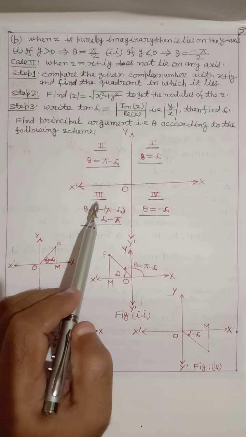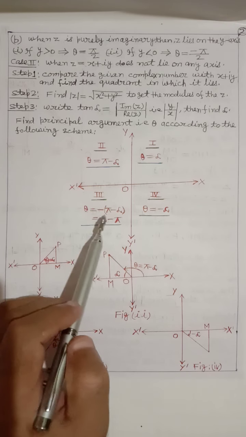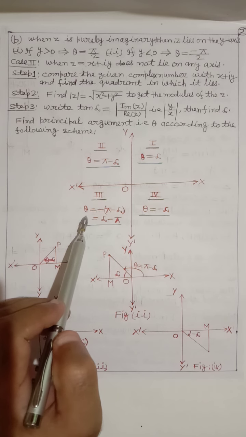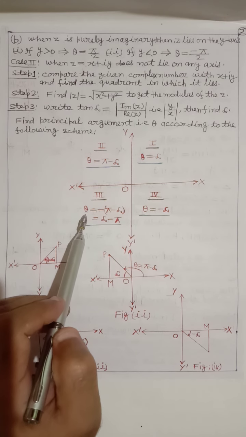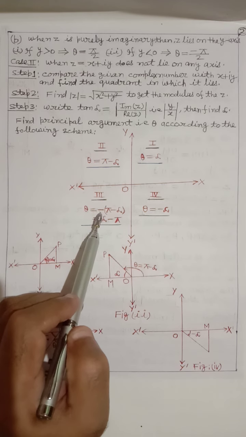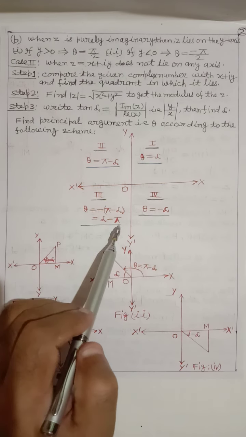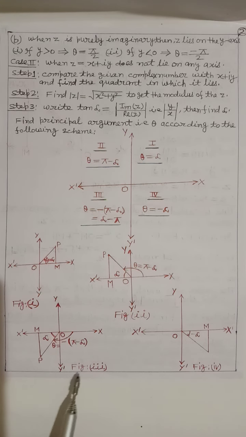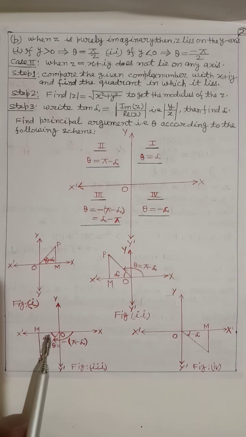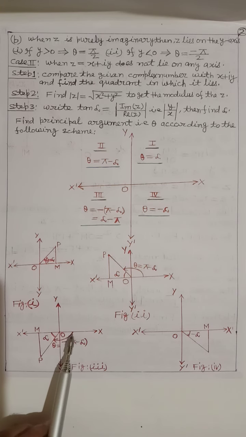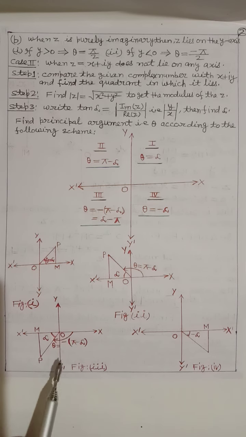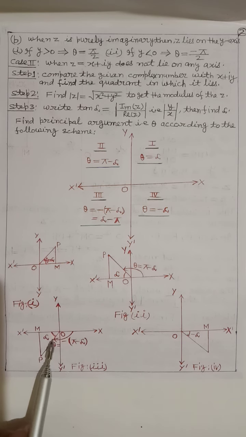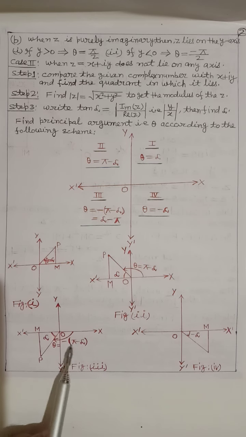And if the given complex number lies in the third quadrant, in that case the principal argument of z, that is theta, is equal to alpha minus pi, that is minus pi plus alpha, and we can see this easily from figure 3. Here this is alpha, and this is the clockwise direction. So in the case of clockwise direction, the angle will be with negative sign. Theta is equal to minus pi plus alpha.